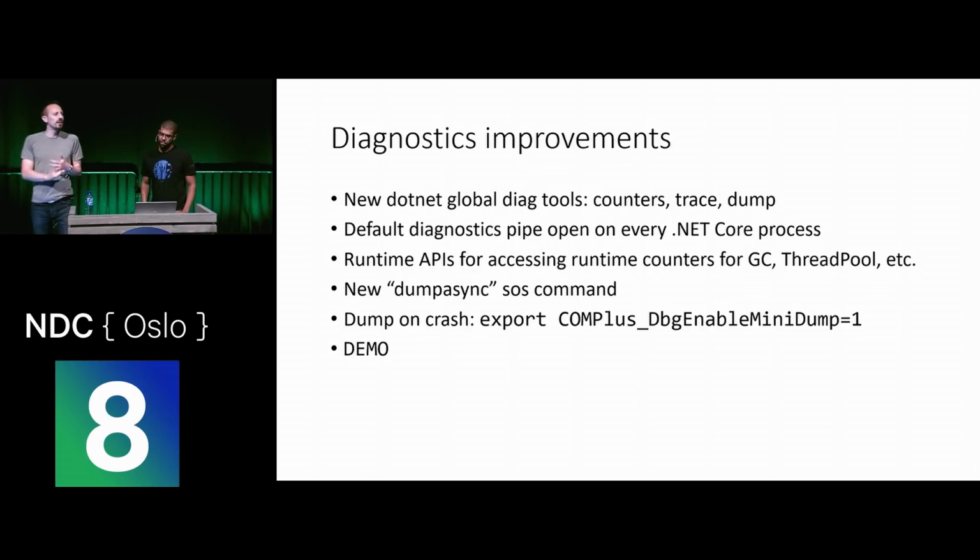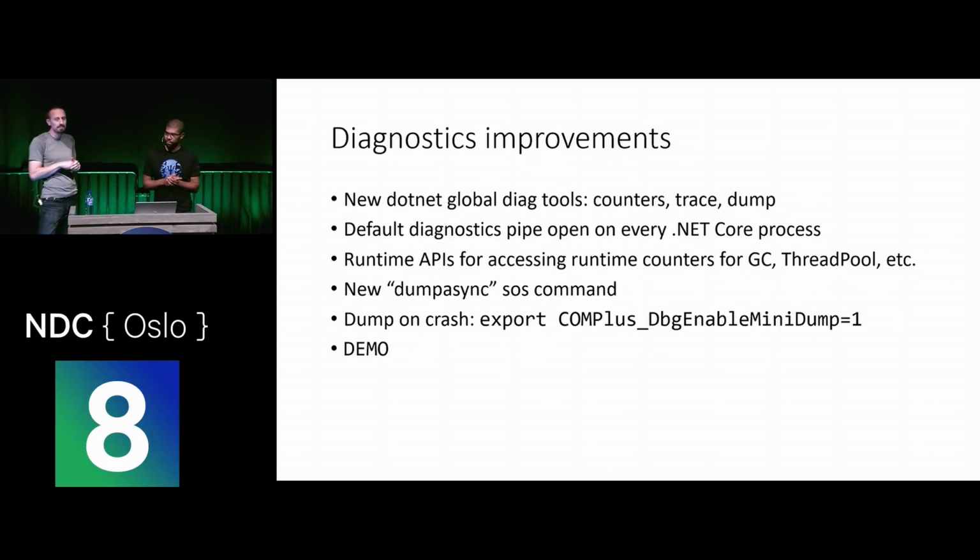We also have a default diagnostics pipe that is open for every .NET Core 3 application by default. So you just start your .NET Core 3 app up, and every one has a hidden pipe that you can attach to get diagnostics information. That pipe is ACLed with the same process identity, so you can't attach to it if you're not also running as the user that the app itself is running as. So it is secure by default. You have runtime APIs for accessing runtime counters for GC and ThreadPool and those types of things. There's also a new SOS command called dumpasync, which is useful for diagnosing async hangs or blocked or hung tasks, with a nice dump of information relevant to that.